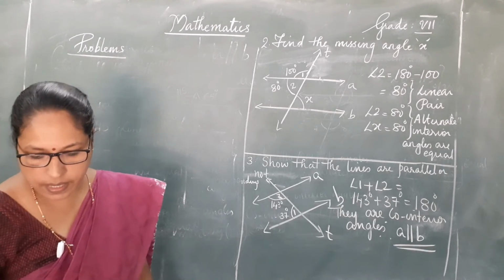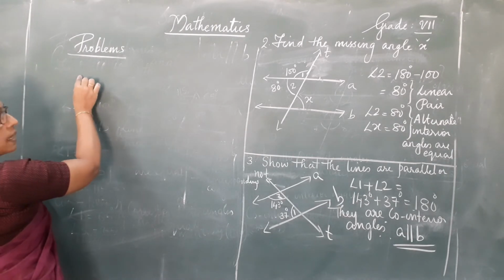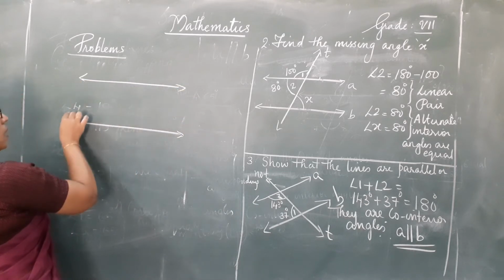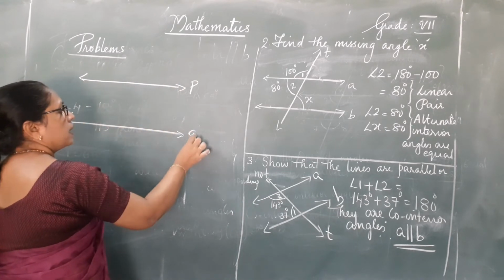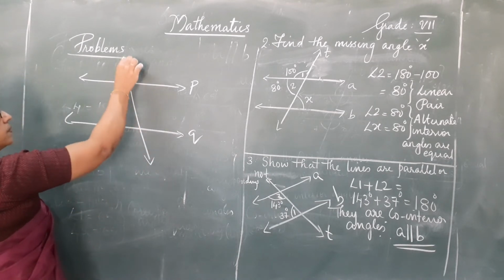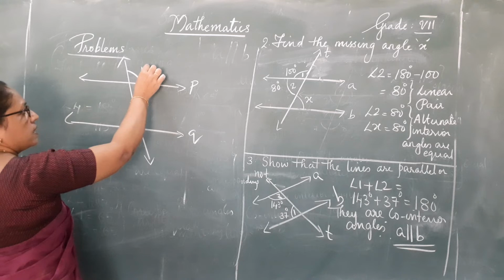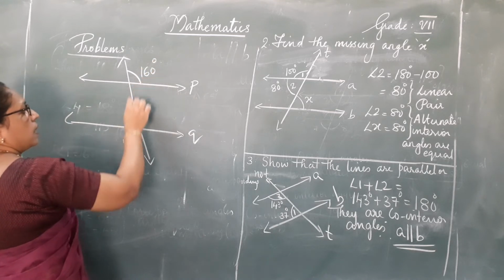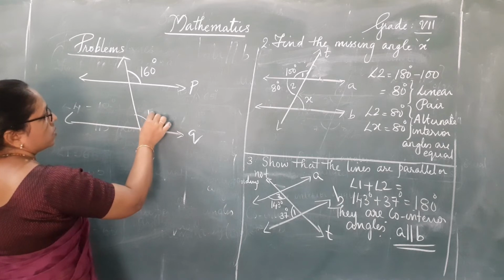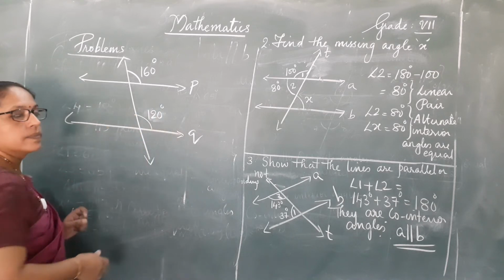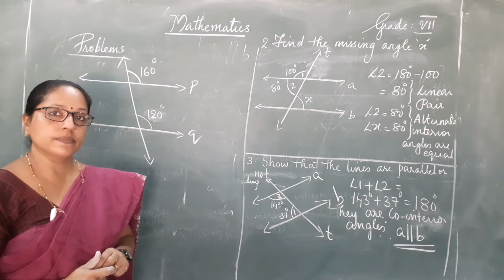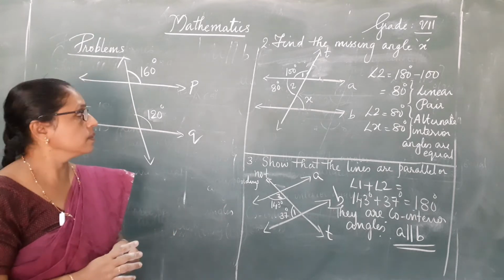Another question is, again the same type of question. Line P, line Q, transversal. This is 160 and this is 60. This is 120. Okay, are they parallel? Question is, are they parallel?